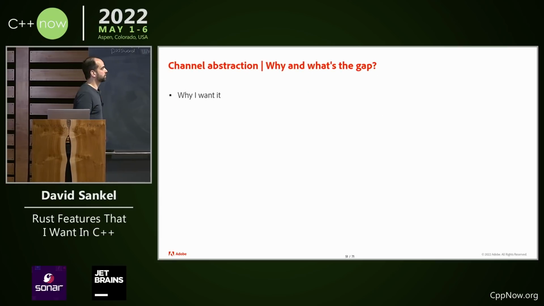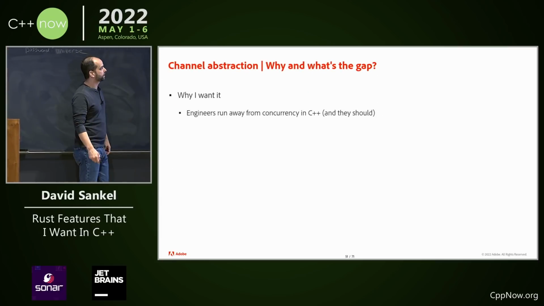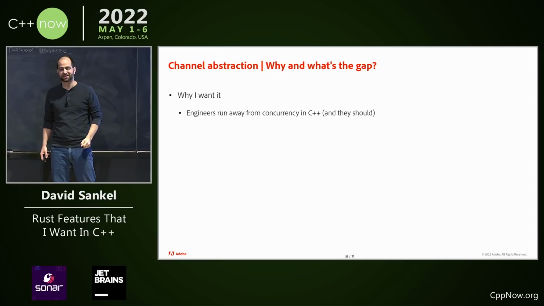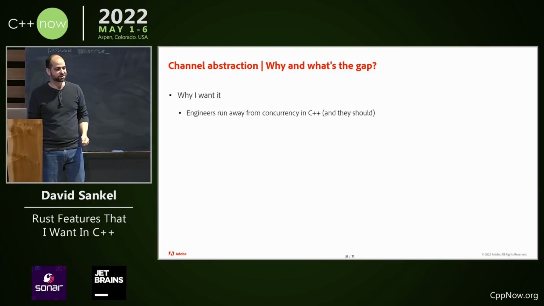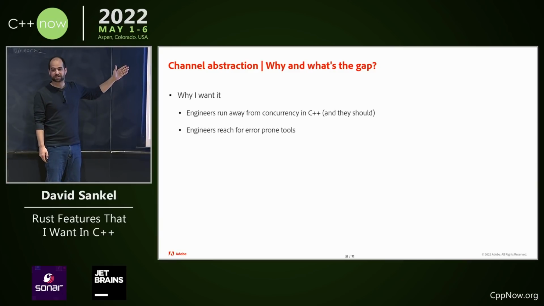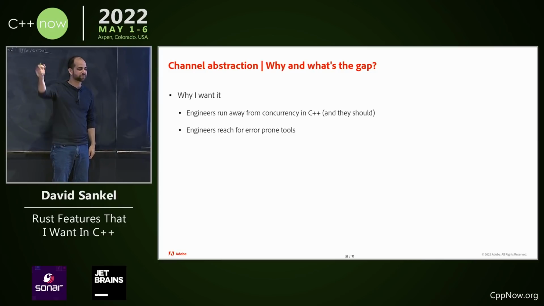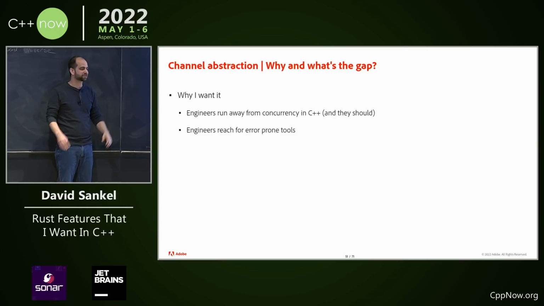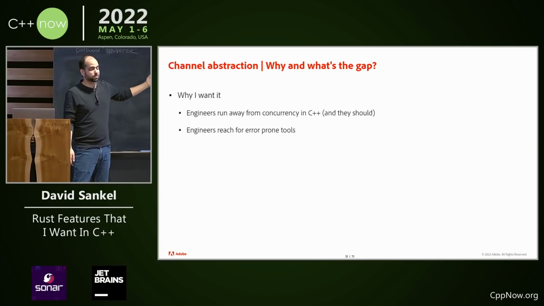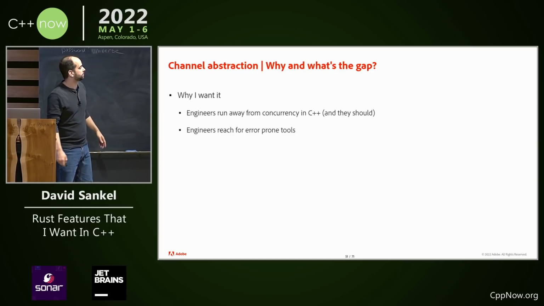So, why do I want this? I want it because engineers run away from concurrency in C++, and they should, because they're going to screw it up. And when they do concurrency in C++, they reach for the error-prone tools that come with the standard library. They reach for mutex, they reach for std thread, they don't use higher level abstractions, and it's just a disaster. So that's why I'd like to have something nice that they can use that isn't a foot gun.